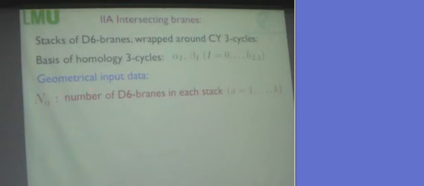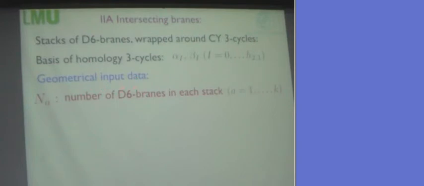Okay, as an example, I'd like to choose now the type IIA intersecting brane case. So to be a little bit more specific, we choose so-called stacks of D6 branes which are wrapped around Calabi-Yau 3-cycles. For the 3-cycles, we can choose a certain homology basis called alpha_I and beta_I, where the index I runs from 1 to h^{2,1}, the Hodge number h^{2,1}. So far, therefore, we have the following geometrical input data.